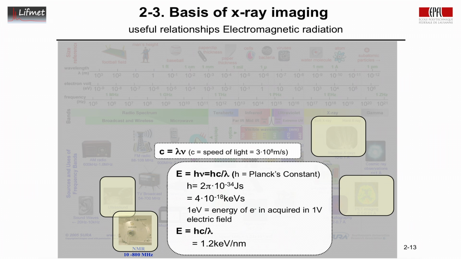An electron volt is essentially the energy of an electron acquired in an electric field of 1 volt. We can re-express the energy of the photon as Planck's constant times the speed of light divided by the wavelength. And if we express the wavelength in nanometers and the energy in kiloelectron volts, then this is easy to remember. This is 1.2 kiloelectron volts per nanometer. So if we have a wavelength of 1 nanometer, then we have 1.2 kiloelectron volts of energy.